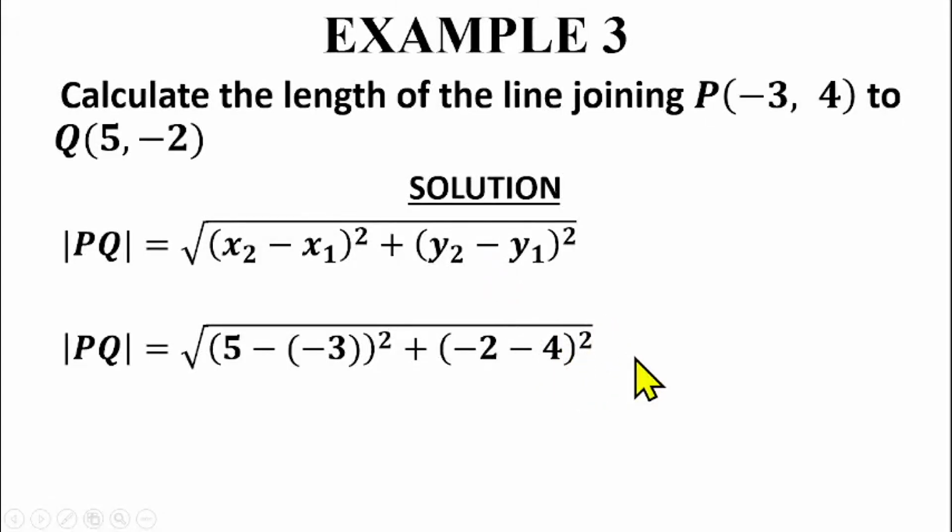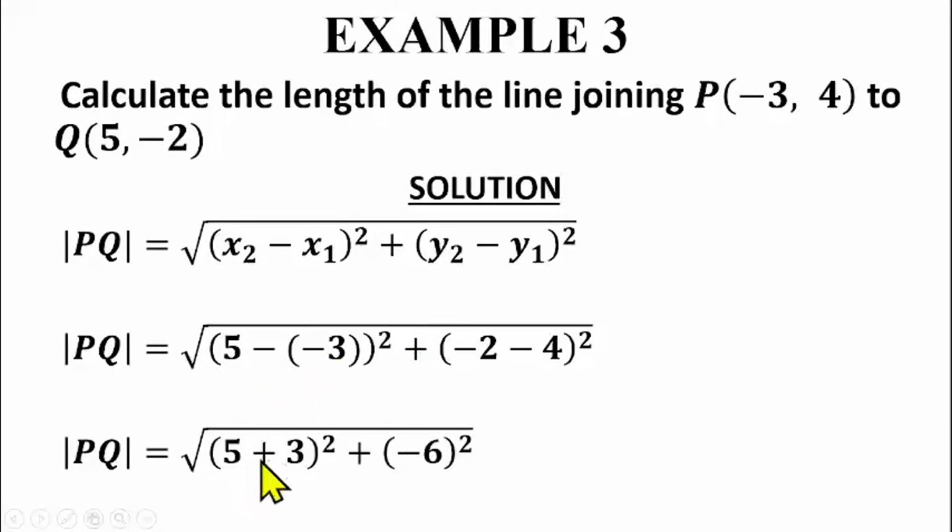I believe you understand that substitution. Then if you simplify this, minus times minus will give us a plus. So this should give us 5 plus 3, that gives us 8. So you'll be having 8 squared here. So you'll be having the square root of 5 plus 3 squared, then plus minus 2 minus 4 gives us minus 6, then squared.